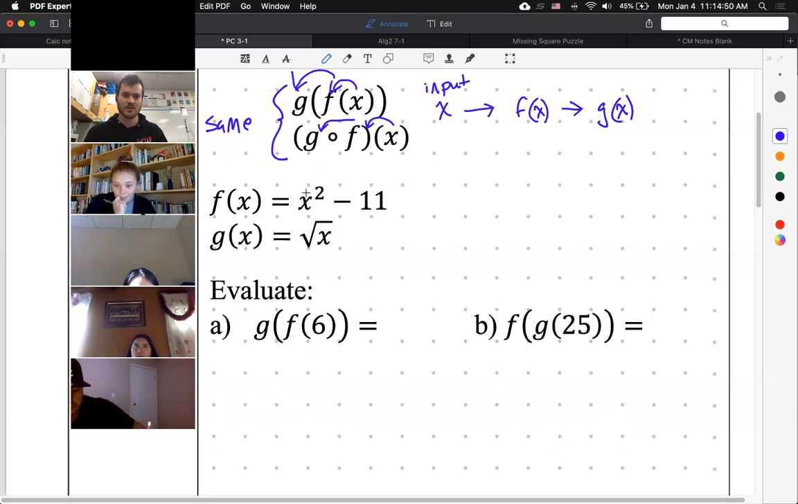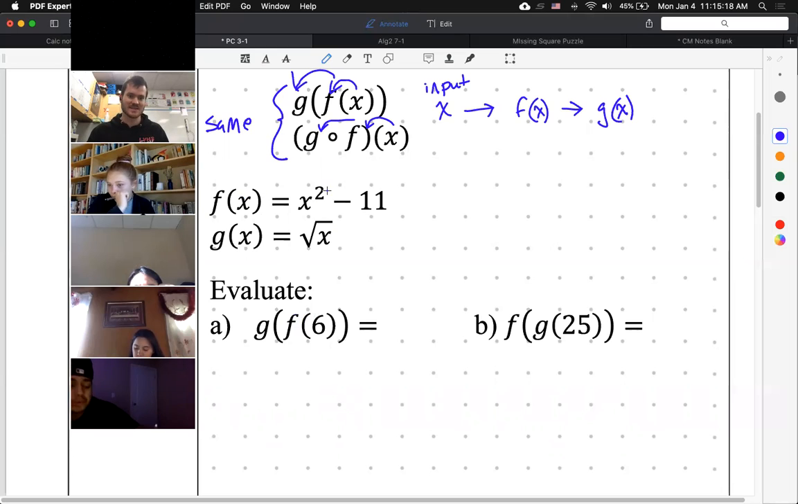Does 6 go in that first X or does 6 go in that second X? Which function am I starting with, F or G? F, yeah, you're right. And it should have been a quiet raised hand, but we'll get used to that again. Yeah, so it goes into F because F is the first thing, the most inside piece of this. So 6, I'm trying to find F of 6.